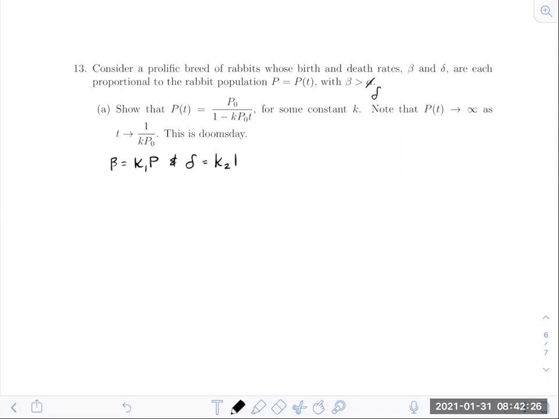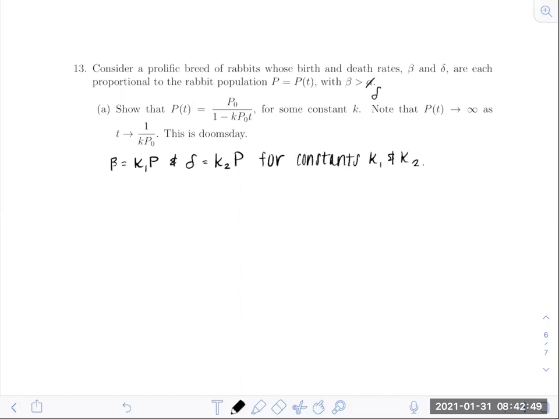Delta is K2 times the population. And then just introduce those 2 new variables. We know what beta and delta are. They were defined above. We know what P is, but we have not introduced K1 and K2. So for constants, K1 and K2.